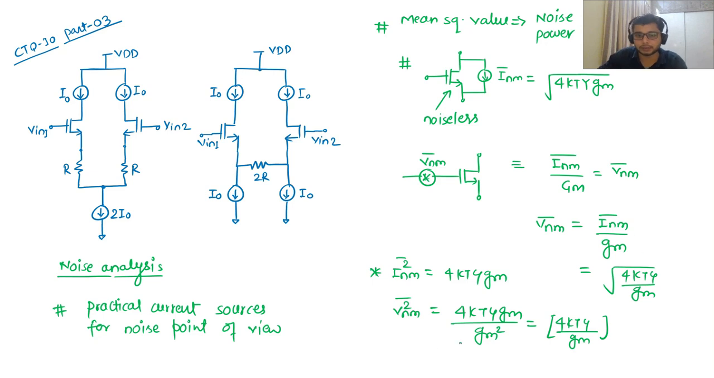The gamma here is an empirical value. Usually we take gamma as 2/3. In many cases, in many books, it is written as 2/3.